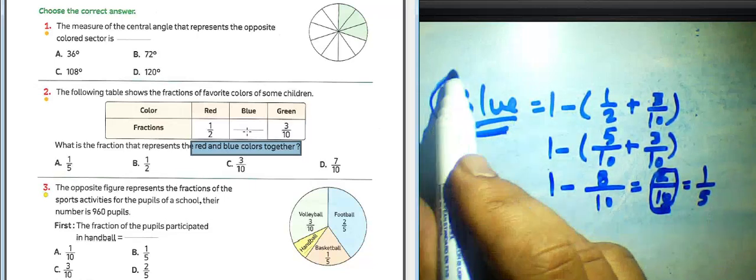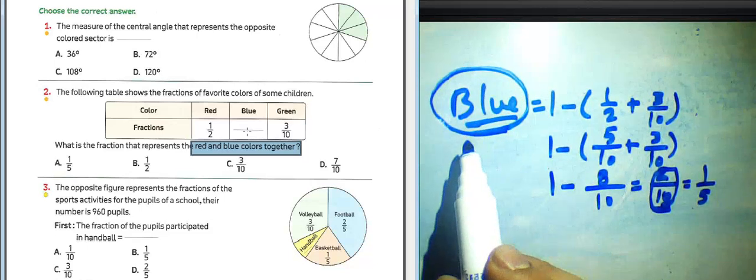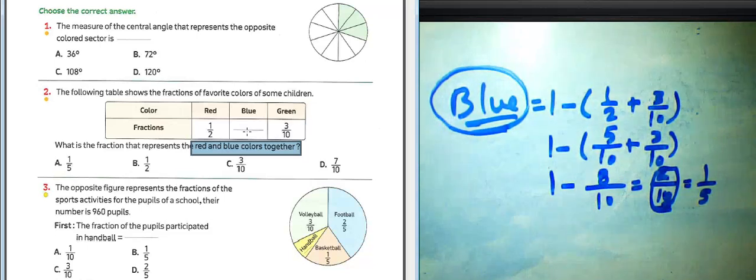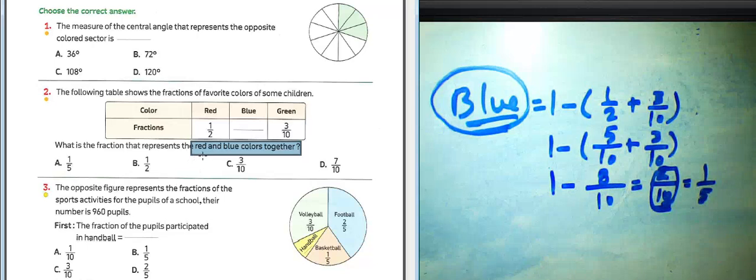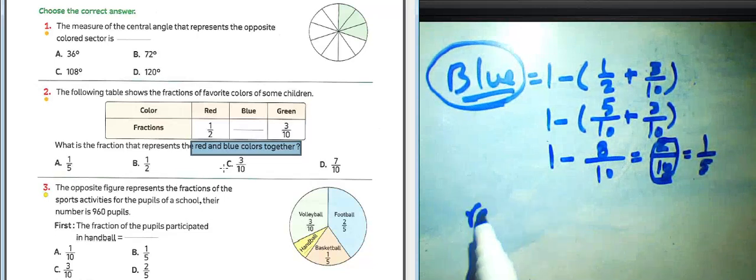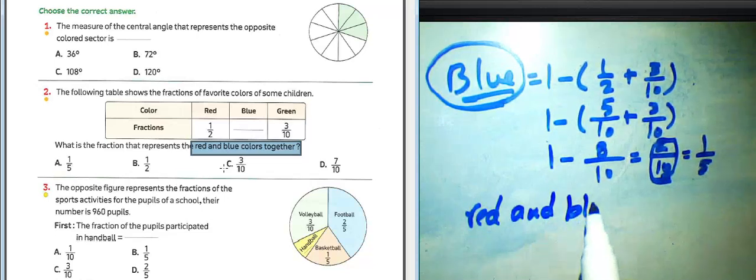The fraction about blue. How many students like blue? The number of students out of the total. If you want to find the number, multiply 1 over 5 by the total. But in this example, he asked about the fraction only. So we must write in the table here 1 over 5. Write 1 over 5 here, okay? And you must find the sum. Here is a fraction about students whose favorites are red and blue. He asked about red and blue. We must add them.